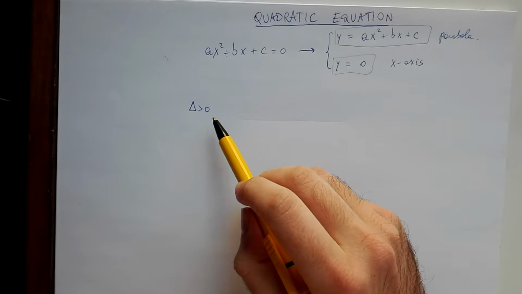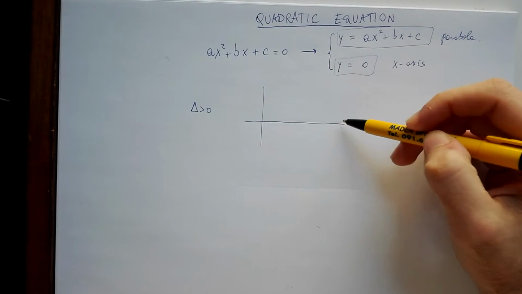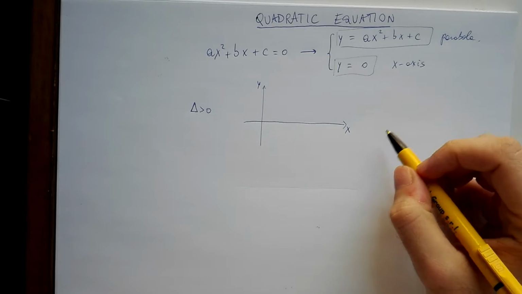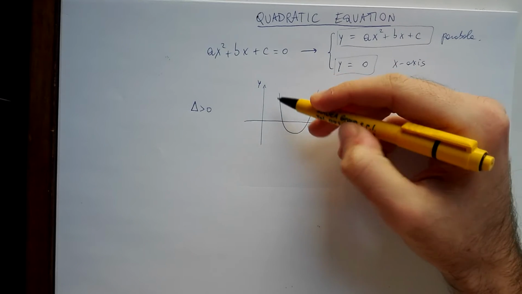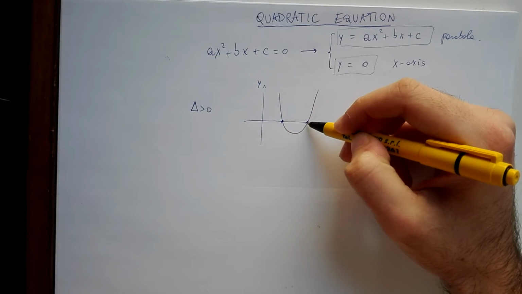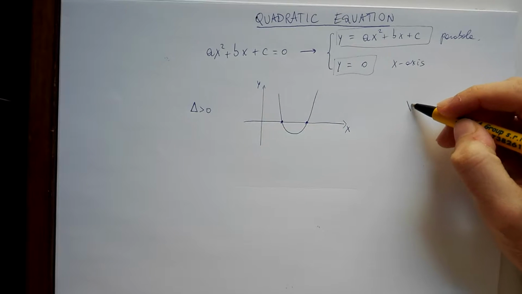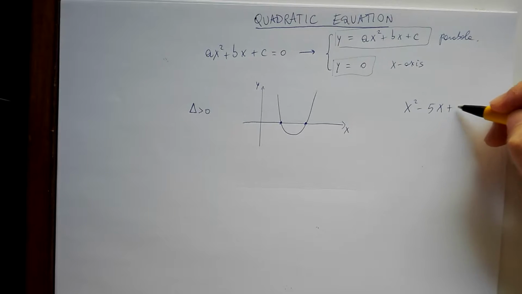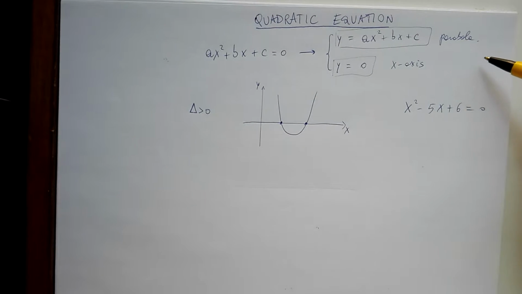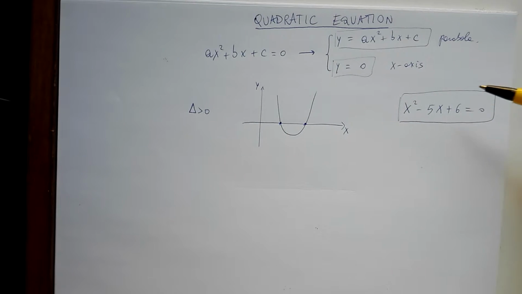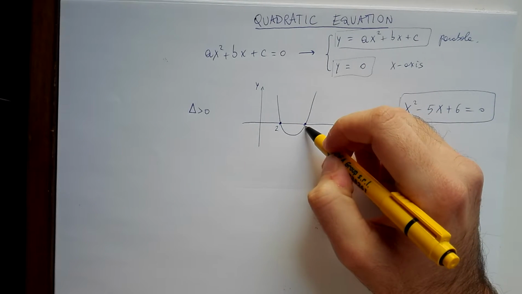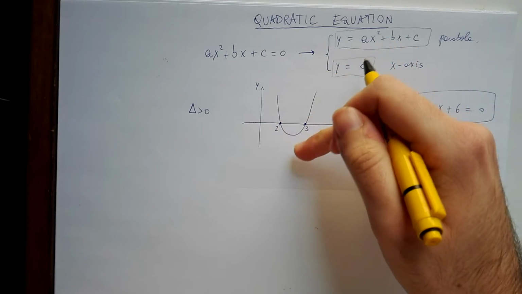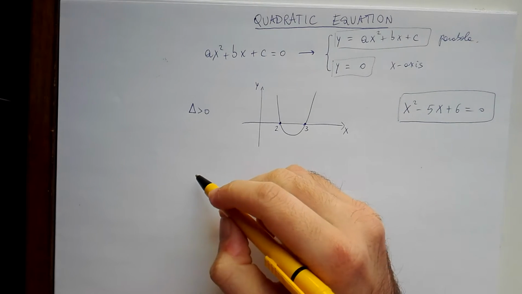So when we have delta greater than 0, this just means that, given the y and x axes, the parabola does this. There are two intersections. For example, in the video in which we solved a quadratic equation with delta greater than 0, we had this equation, and we saw that the two solutions were 2 and 3. So having two different solutions means that the parabola intersects the x-axis twice.